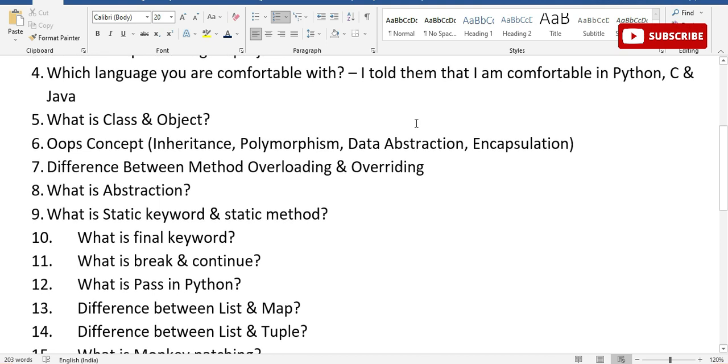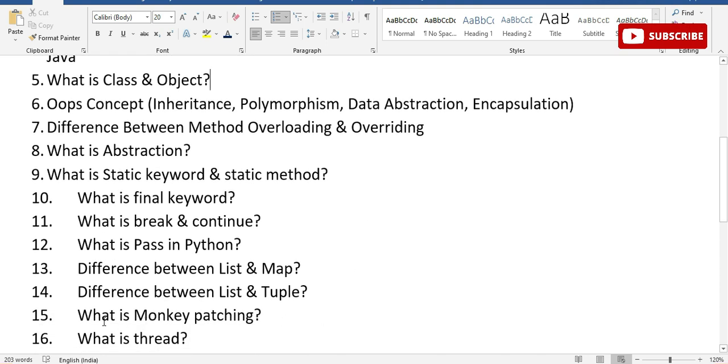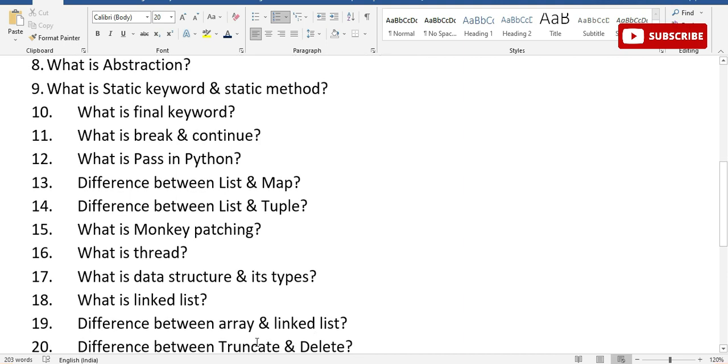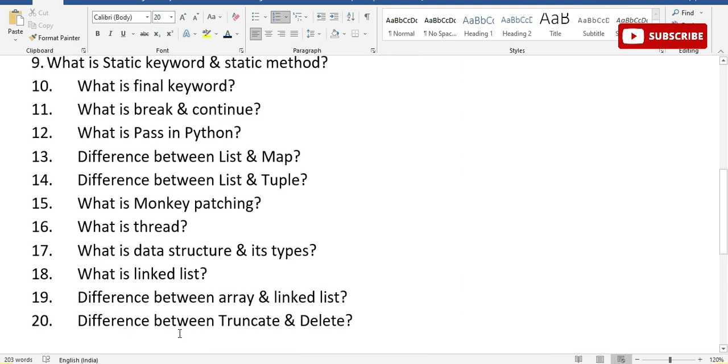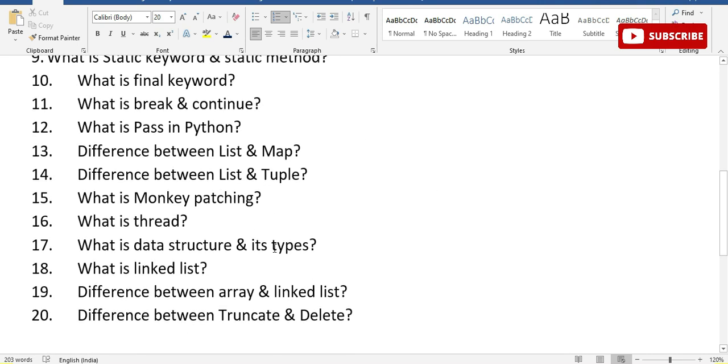Difference between list and map, difference between list and tuple. Then what is monkey patching? What is a thread? What is a data structure and its types? Then the next question they asked was linked list and the difference between array and linked list. Then the difference between truncate and delete. So approximately 25 questions they asked.